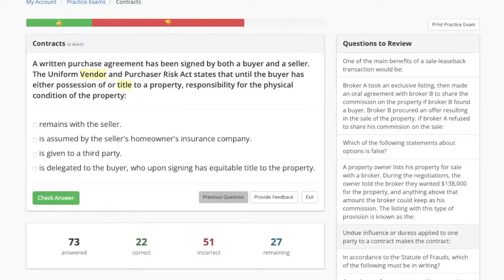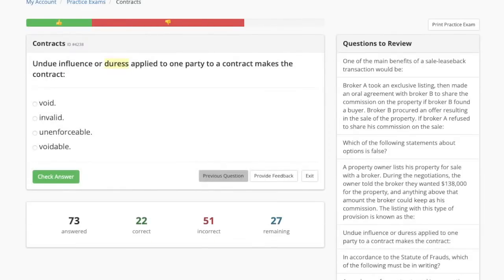All right. Let's look at the question on the board. Undue influence or duress to one party to a contract makes the contract A, void, B, invalid, C, unenforceable, or D, voidable. What do you guys think?